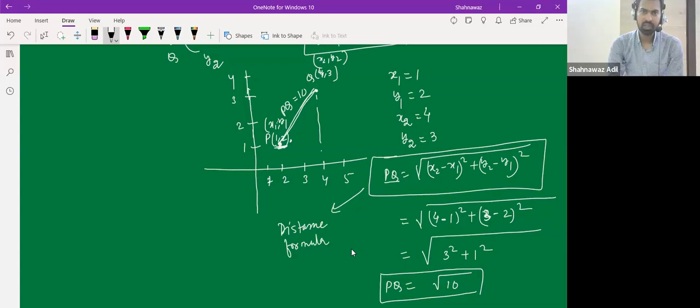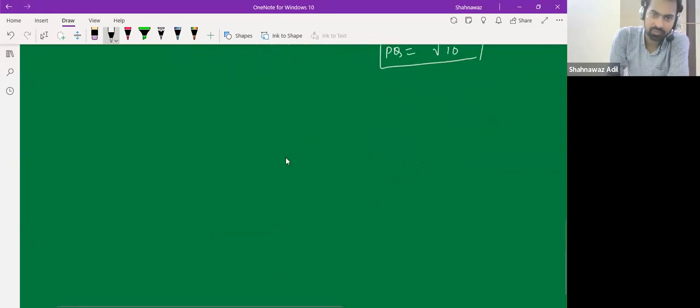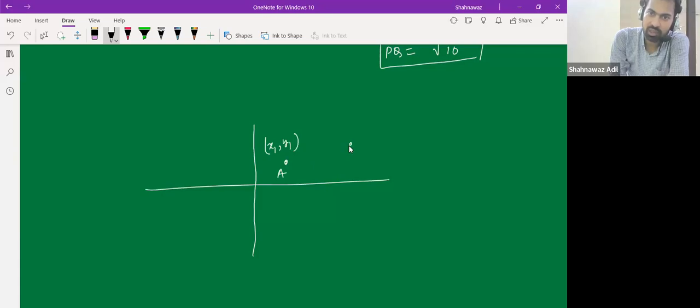Any doubt in this, guys? No, sir. Okay, so let me write it properly. I have two points. This is x1 comma y1, and this is A, and then I have this other point which is x2 comma y2. And this is the distance between A and B.